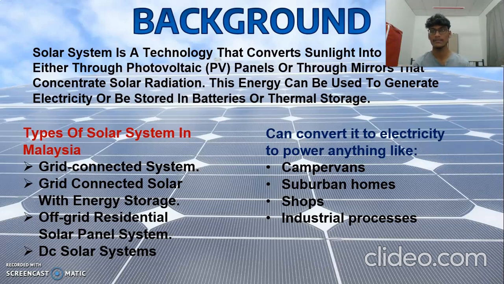So there are a lot of types of solar systems in Malaysia, which are grid connection solar with energy storage, upgraded residential solar panel systems, and DC solar systems. And solar systems can be converted into electricity to power anything like camper vans, suburban homes, shops, and industrial processes.